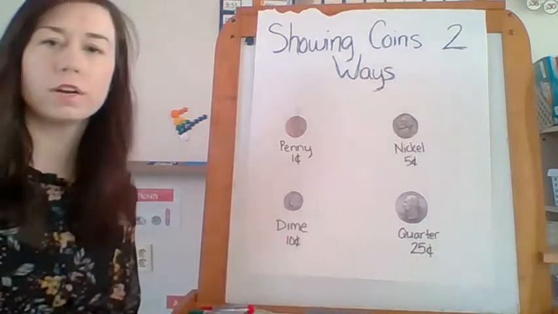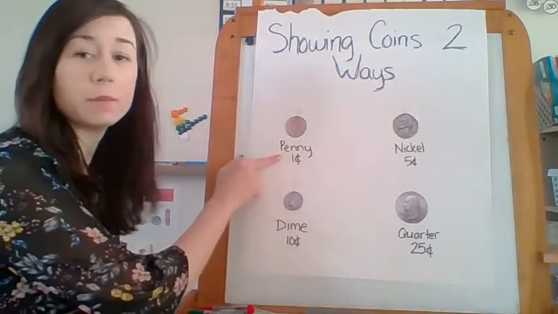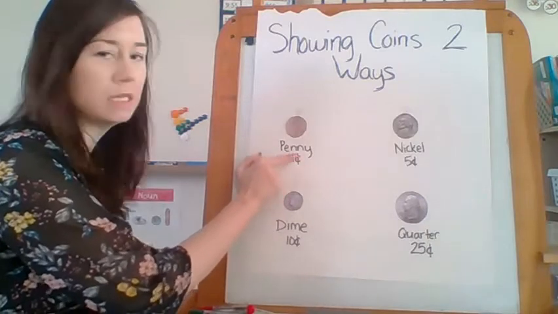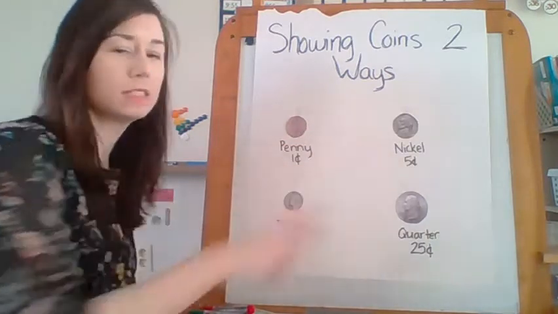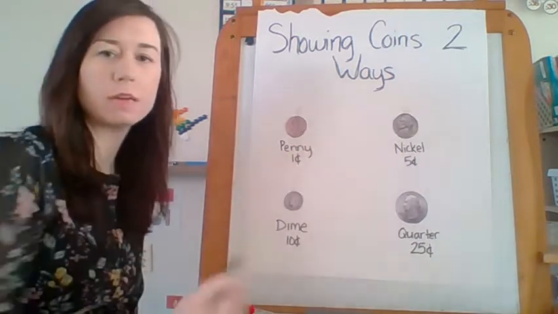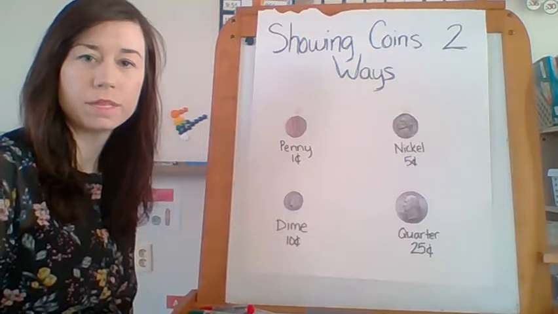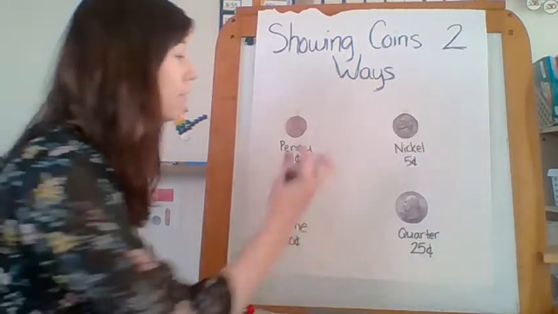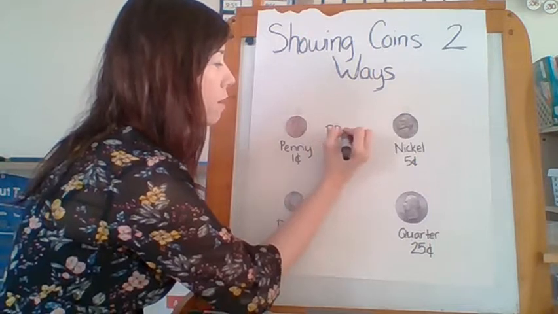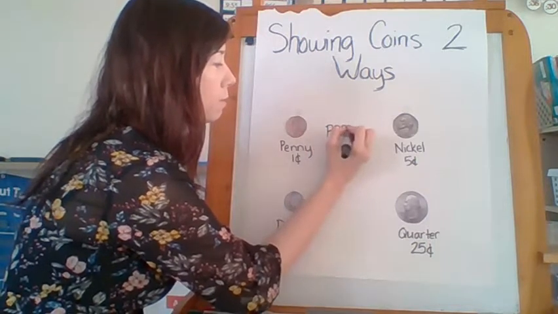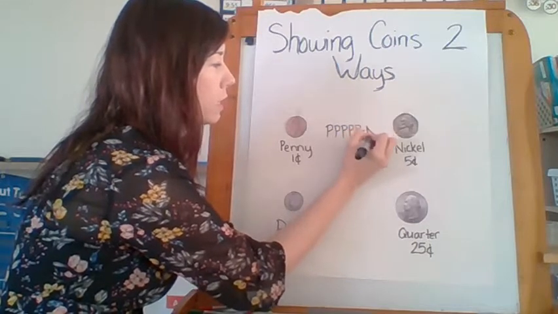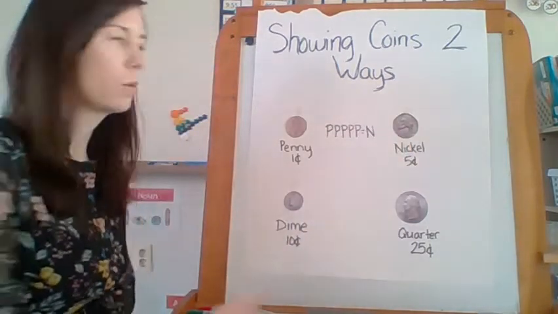We're going to go over how many pennies first make a nickel. So if a penny is 1 cent and a nickel is 5 cents, how many pennies do you think would make a nickel? If you said 5, you are right. So here I have 5 pennies makes 1 nickel. Good.